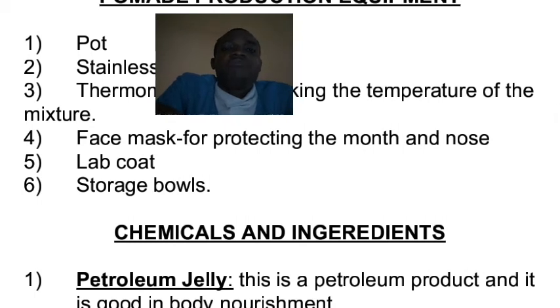Then you need the storage bowls, that is the bottles or the cans that you use to store it, as the container. These things you can find in our local market. Even the chemicals you can find locally. If you are in Lagos, in Anambra, anywhere in Nigeria, go to any market where they sell chemicals and tell them you are looking for chemicals used to produce pomade. If you ask questions, they will be able to direct you well.